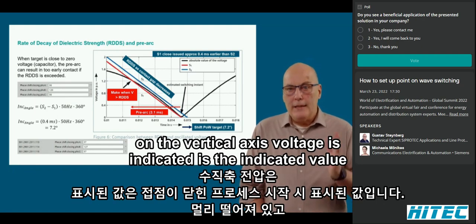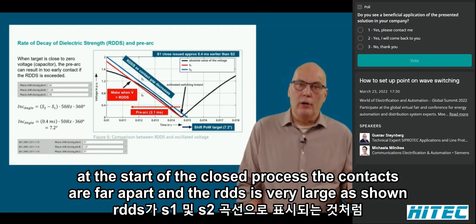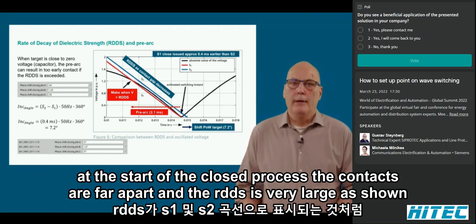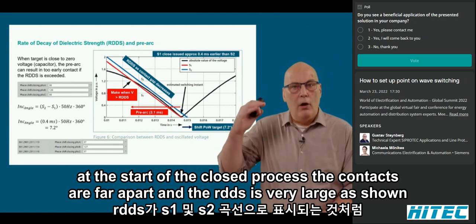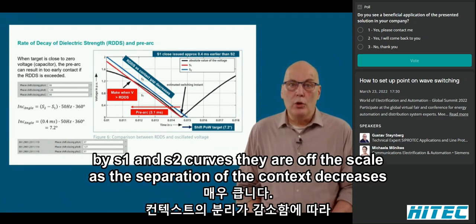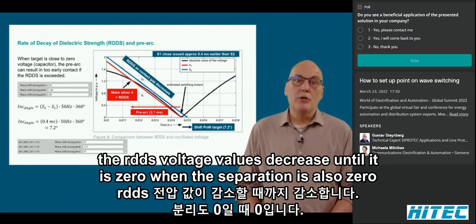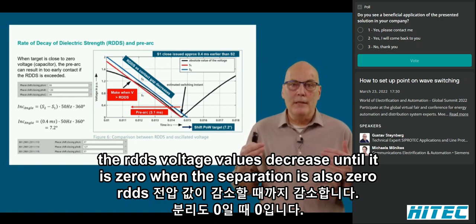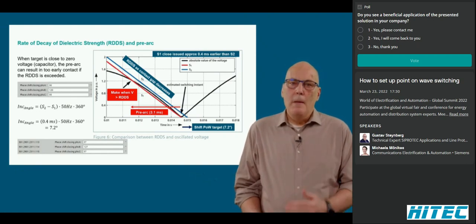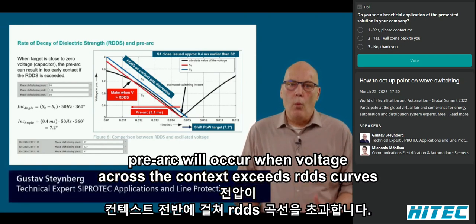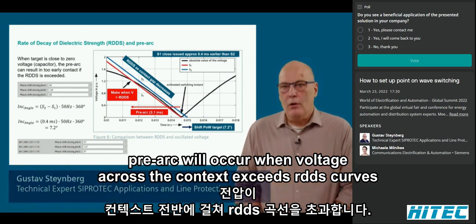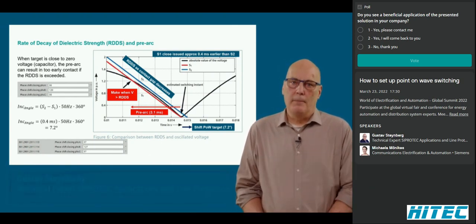On the vertical axis, voltage is the indicated value. At the start of the close process, the contacts are far apart, and the RDDS is very large. As shown by S1 and S2 curves, they are off the scale. As the separation of the contacts decreases, the RDDS voltage values decrease until it is zero, when the separation is also zero. Pre-arc will occur when voltage across the contacts exceeds the RDDS curves.